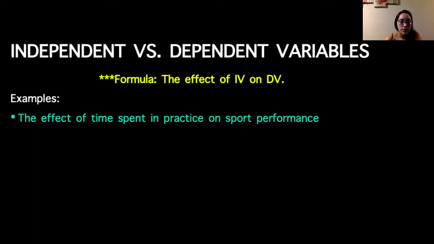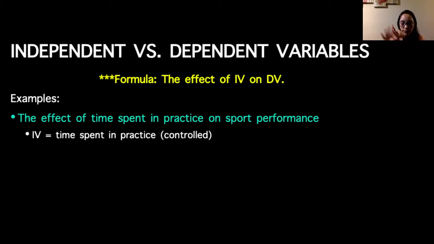So we can look at some examples of this just to help you out. If I wanted to know what the effect of time spent in practice was on sport performance, we could split this up into an independent variable where we're looking at time spent in practice. These examples are fairly vague, so we could organize this however we wanted to. Maybe we want basketball shooting accuracy, and so we have people in basketball practice, and for our independent variable, it's time spent in practice.